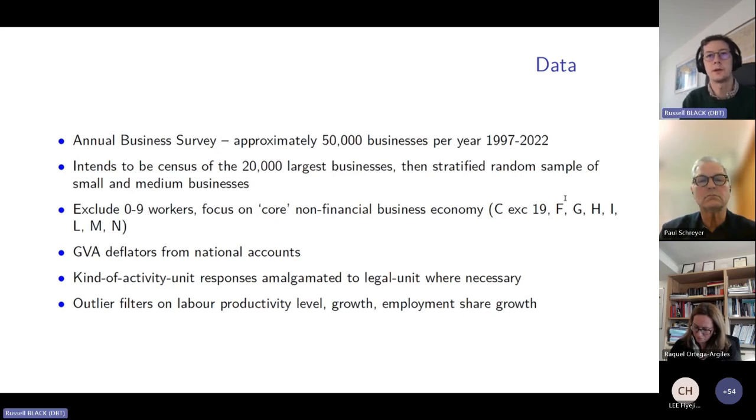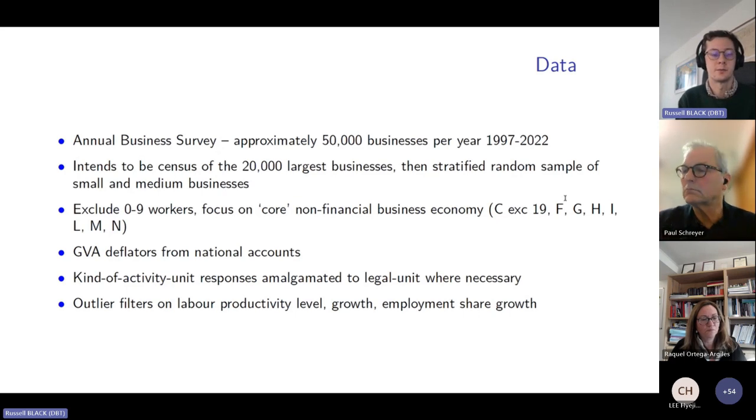This is all nominal data. So we are applying deflators at an industry level, taken from the national accounts, which is another area of significant interest in the literature. But in this presentation, I think we're not going to go into that. We can talk about it in the discussion later. And different outlier filters are placed in this data.